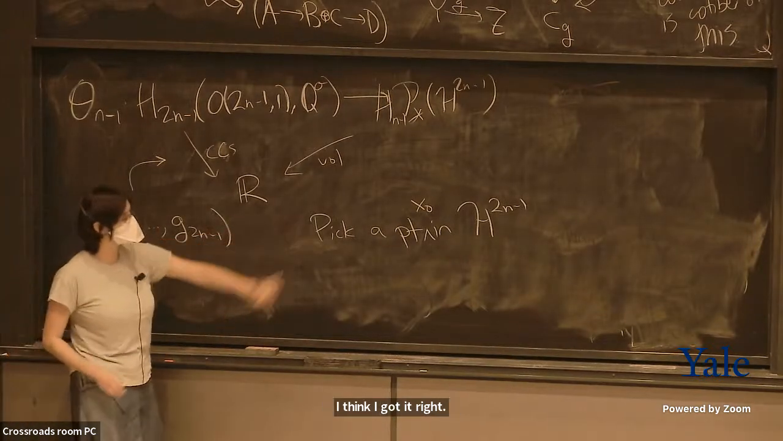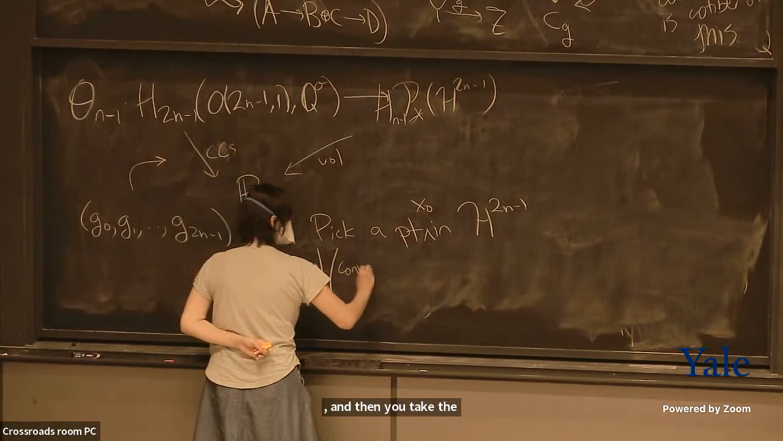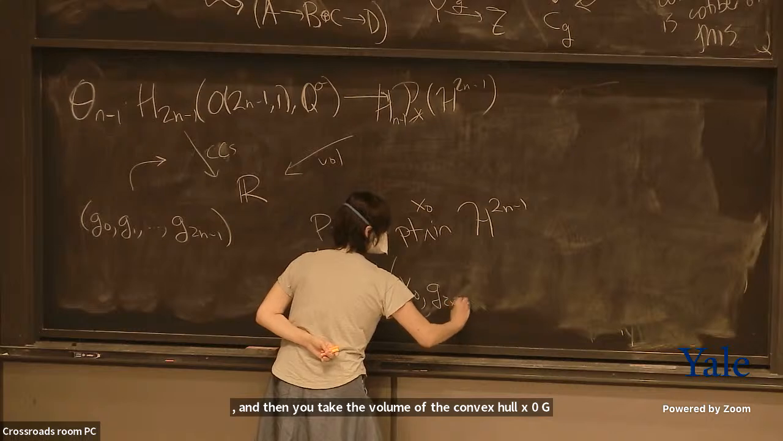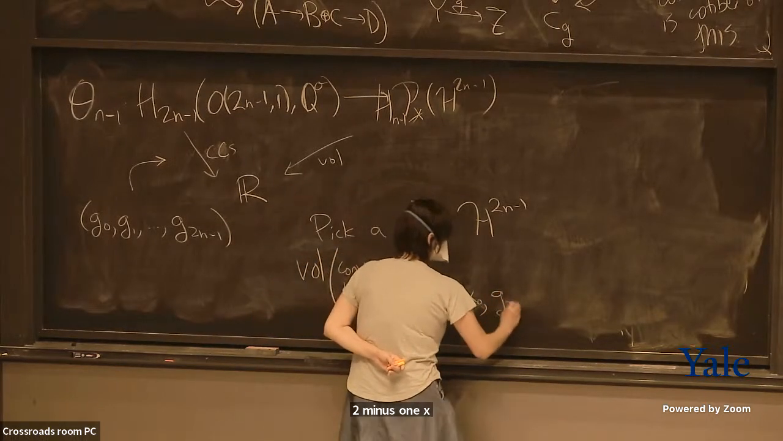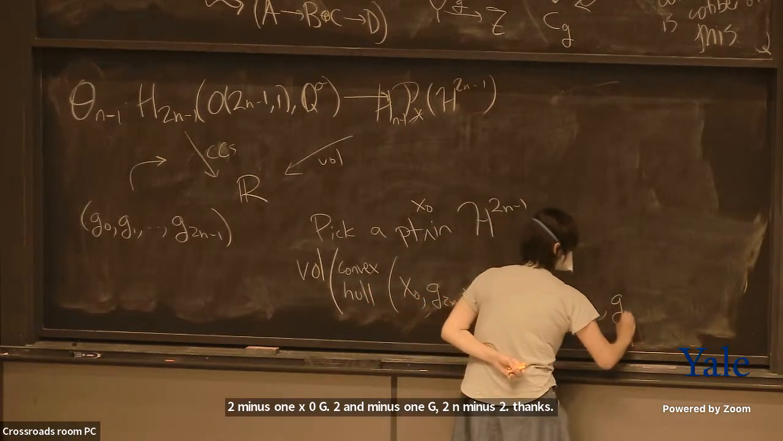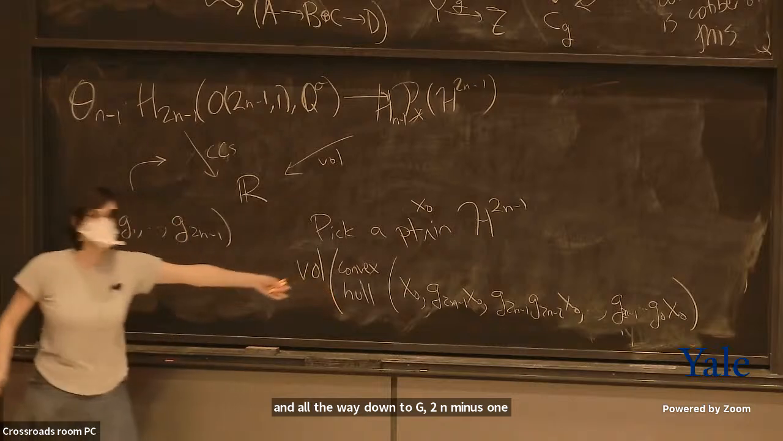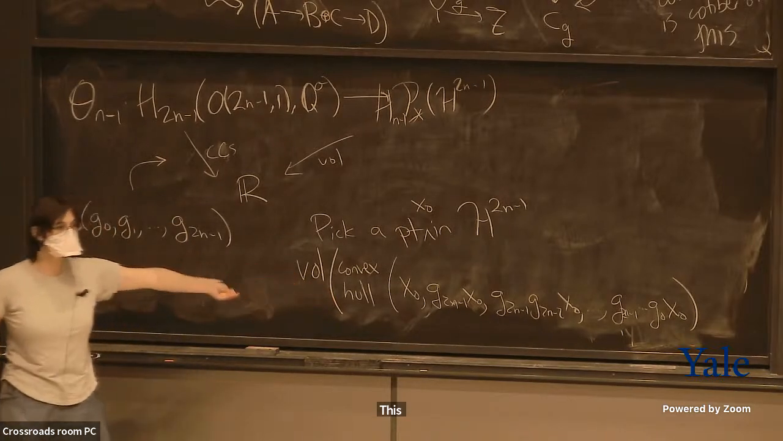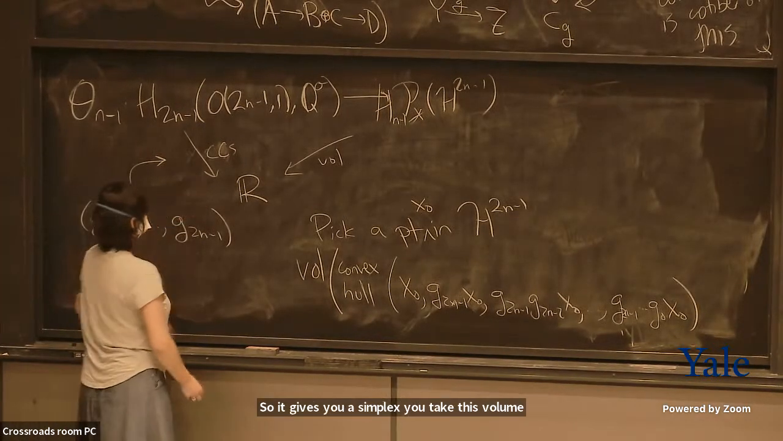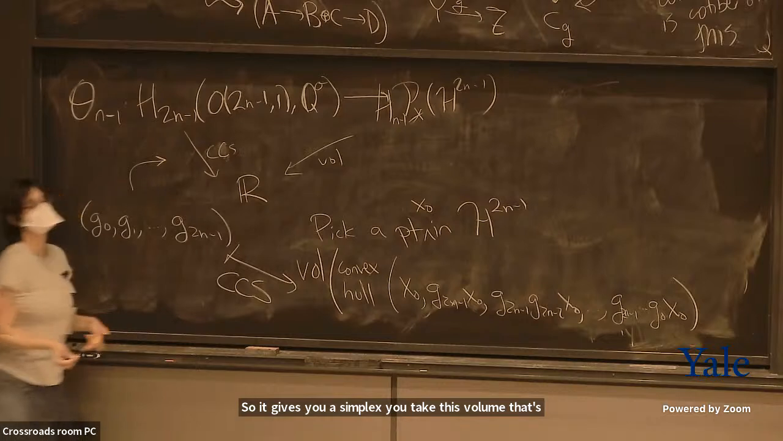So you pick a point x0 in there. And then you take the volume of the convex hull of x0, g2n minus 1, x0, g2n minus 1, g2n minus 2, x0, and all the way down to g2n minus 1 up to g0, x0. This is 2n points in H2n minus 1, so it gives you a simplex. You take its volume. That's this, the Cheeger-Chern-Simons invariant.